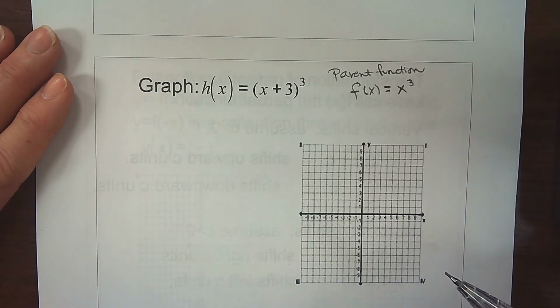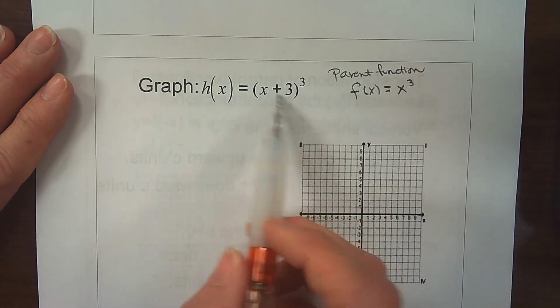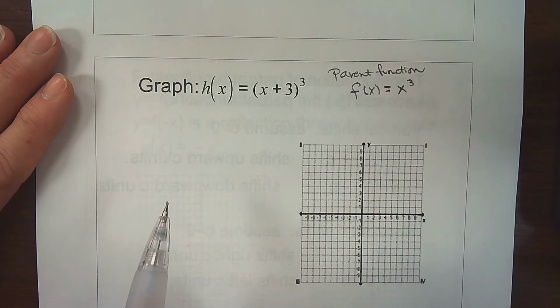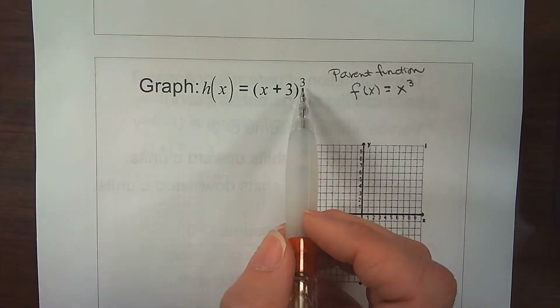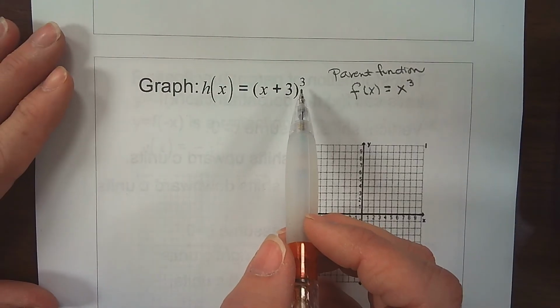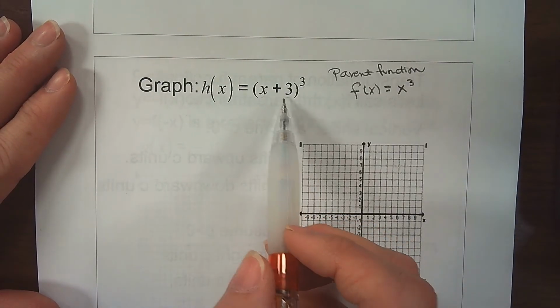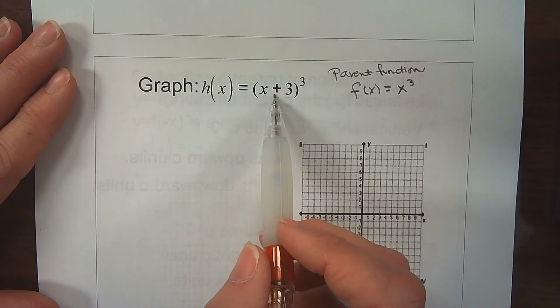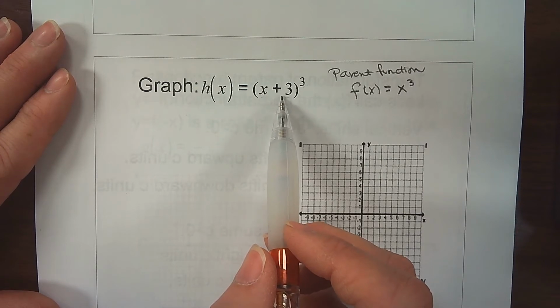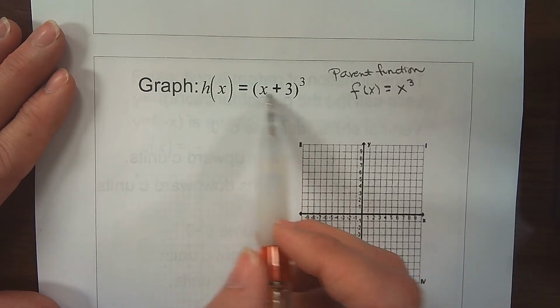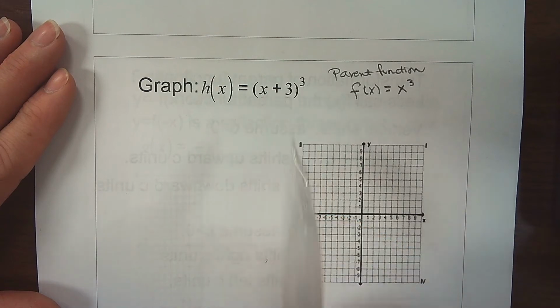What I need to think about is what this plus 3 is doing to my curve. Now that 3 is being added to the x prior to the cubing happening. So remember before I had said that this addition or subtraction to the x before the parent function was applied would become more clear when we looked at an example. So that's what I'm talking about. I'm adding this 3 into the x before the cubing occurs.